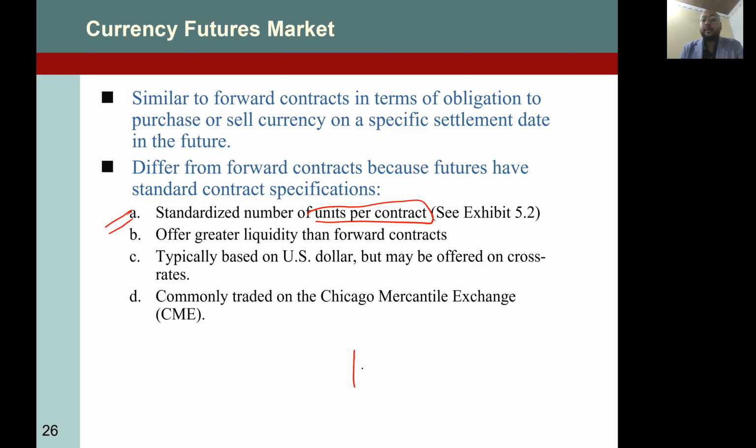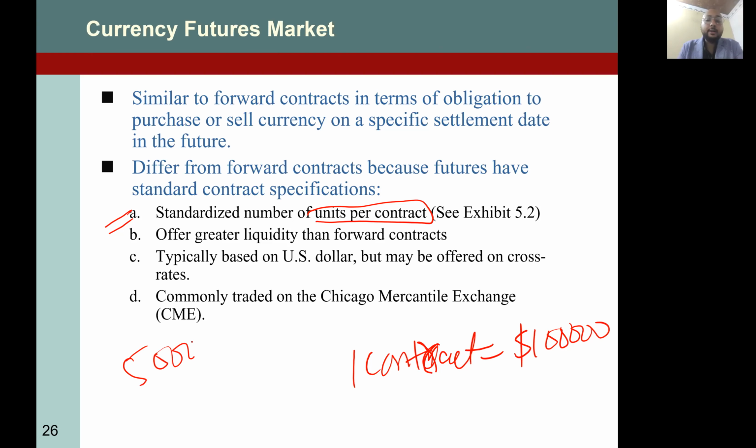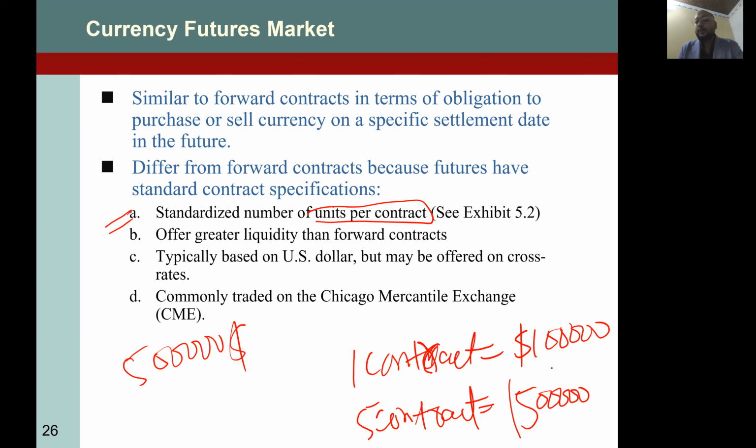For example, one contract is for $100,000 if you are dealing with the dollar. So if you want to hedge your $500,000, how can you hedge it? You need to purchase 5 contracts. Enter into a buy of 5 contracts. 5 contracts means you are entering into $500,000, right?